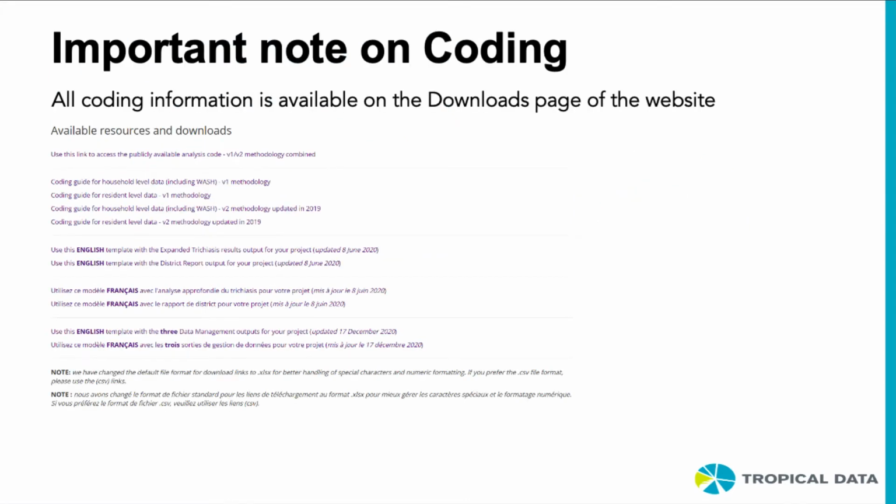The survey data are coded in the Tropical Data database. That means that variable data are not descriptive. For example, males are coded as 1 and females are coded as 2. A table describing what each code means can be found on the Downloads page.